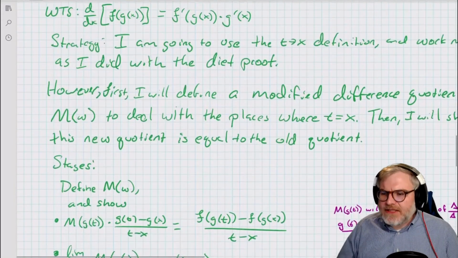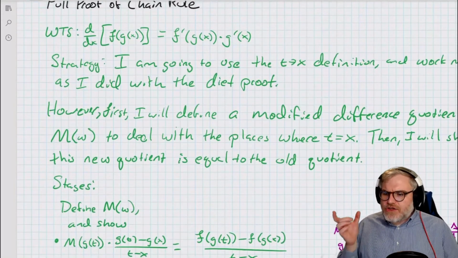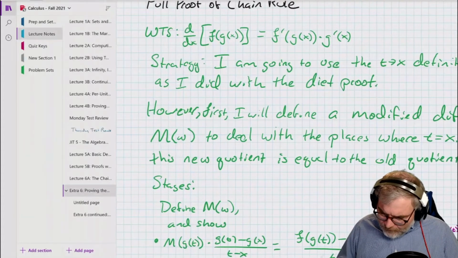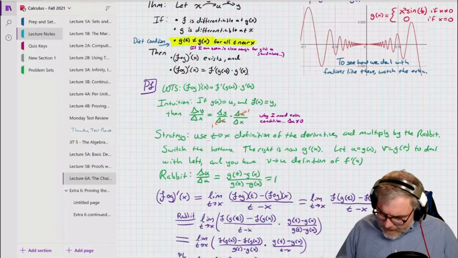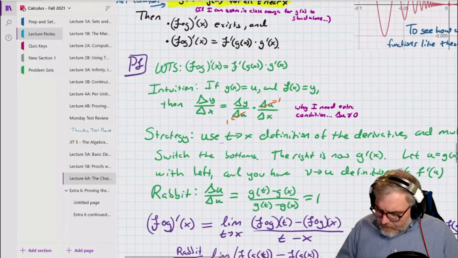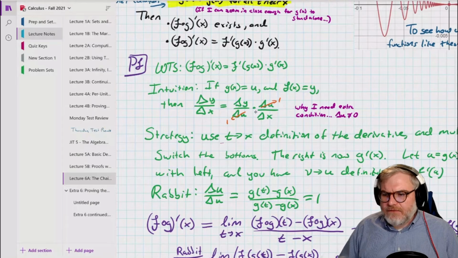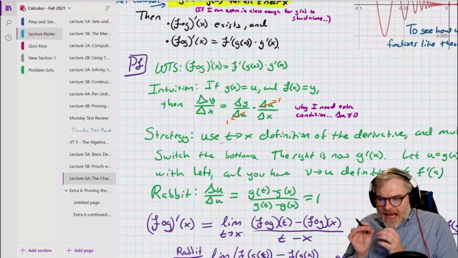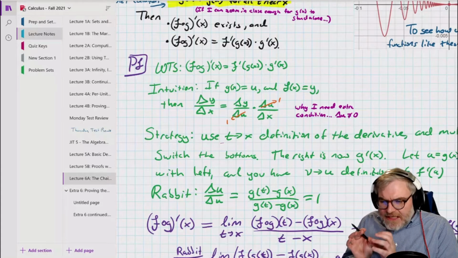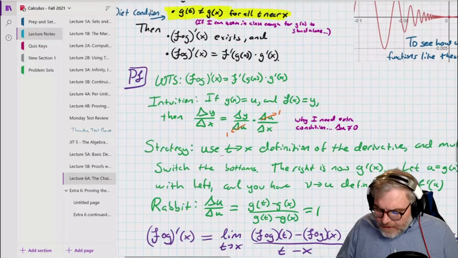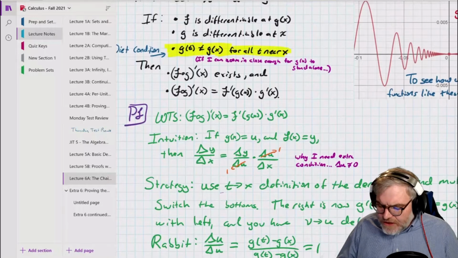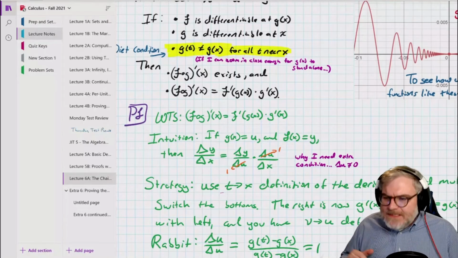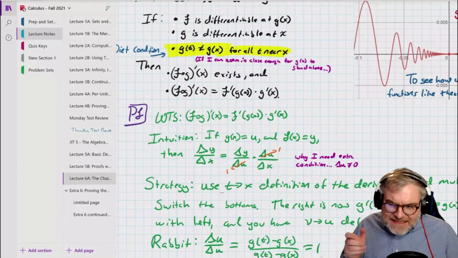But I've got to deal with this issue where the change in u equals 0. That's the whole point. Because remember from before, I had this kind of rabbit where I just multiplied by the change in u over the change in u. But if the change of u equals 0, if g of t equals g of x near x, then I'm going to have a problem. So I had to make an assumption in my original proof so that I didn't have that problem.